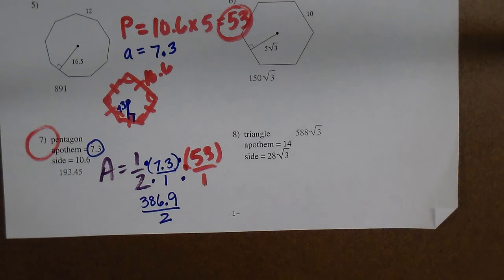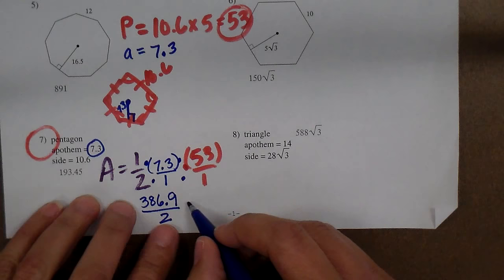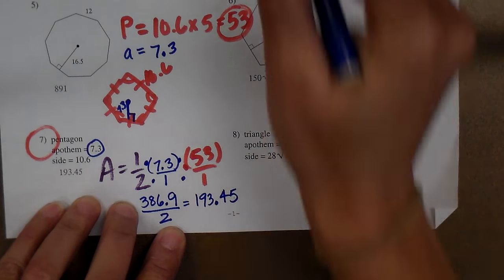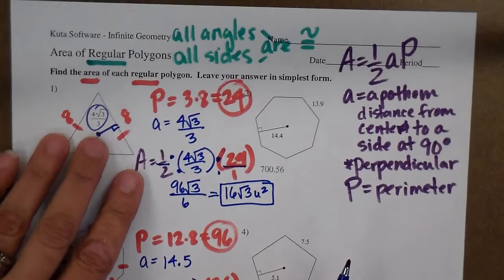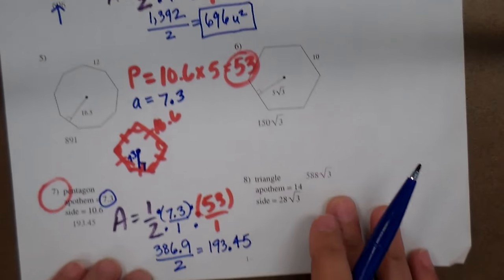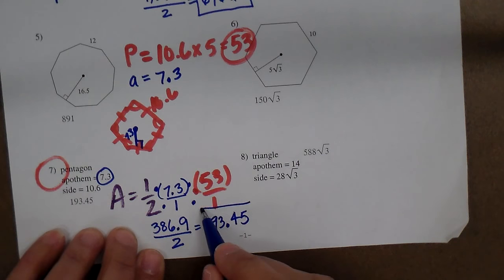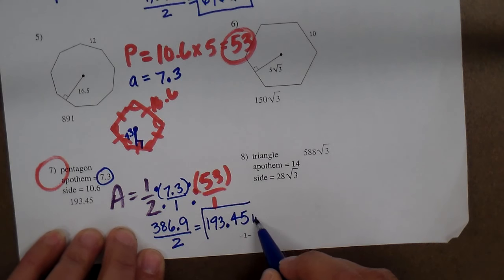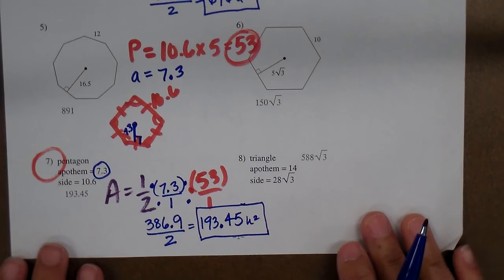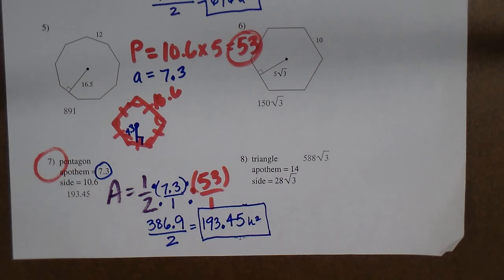So I'm going to do 386.9 divided by 2, and I get 193.45. Now, this one does not tell you at the top to round to the nearest tenth. So I can leave it as is, and I don't have to round. And again, that's going to be units squared. So that's how you find the area of a regular polygon.